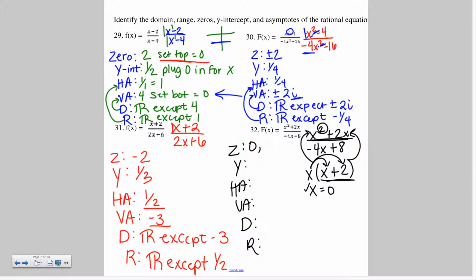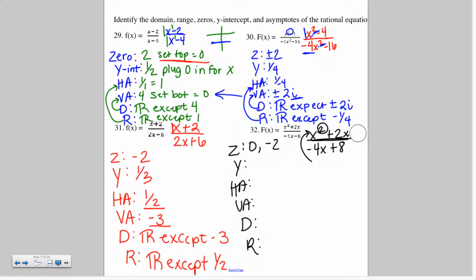Then I need to set this equal to 0. So x plus 2 is equal to 0. Subtract 2 from both sides, and x is equal to negative 2. So I have 0 and negative 2. Those are my x-intercepts or my zeros, if you want to look at it that way. I'm going to go ahead and erase this. Now you can pause these videos so that way you can get this stuff down quicker if you want.